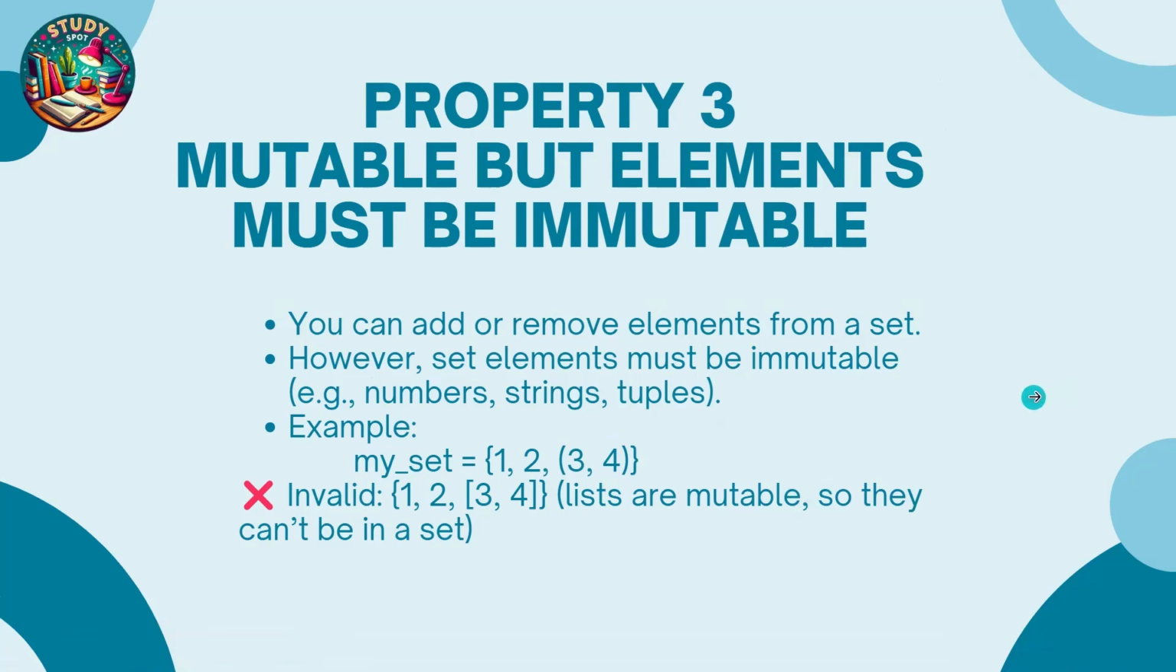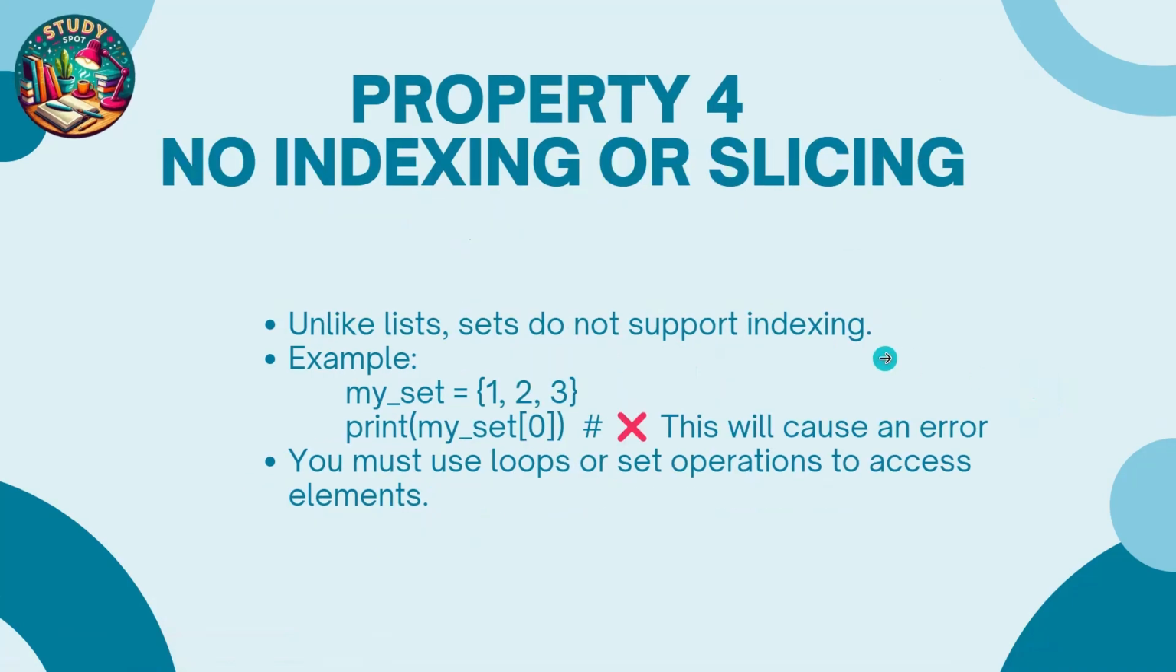Now let's see property 4. This is no indexing or slicing. Unlike a list, a set does not support indexing. Here we have 1, 2, 3 in a set, and it prints my_set[0]. We are accessing by index, but a set does not support indexing or slicing, so it will cause an error.